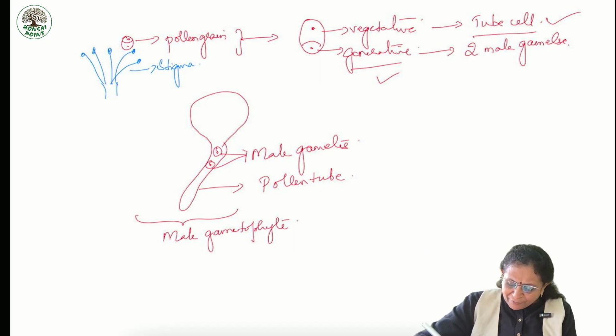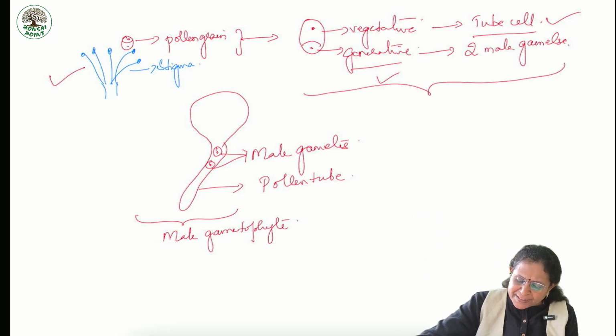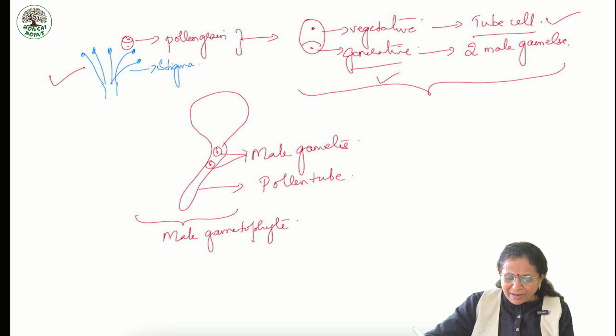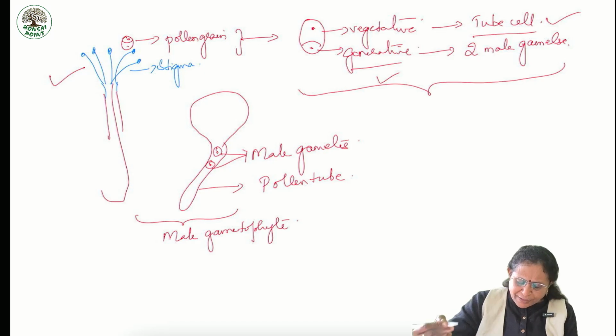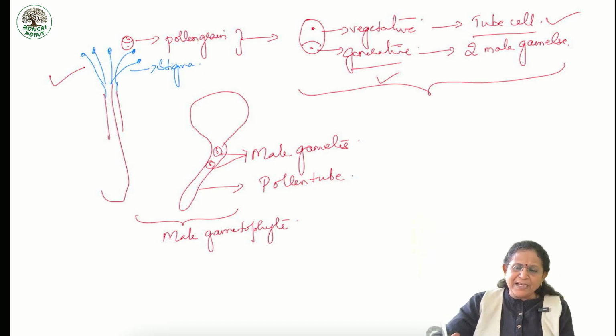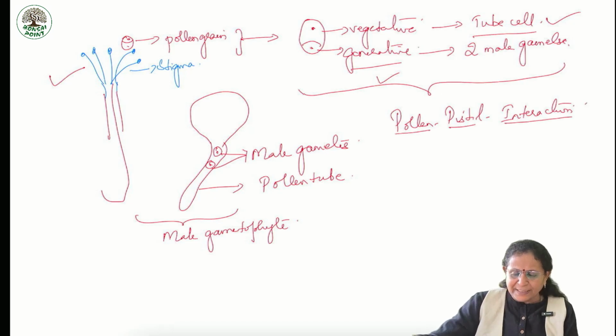Only when it falls on a suitable or compatible stigma, such a development takes place on the stigma itself, and further it will be sent inside to reach the ovary, and later the embryo sac. All those details you will learn under the heading pollen pistil interaction. After a few classes you will come across this heading, pollen pistil interaction.